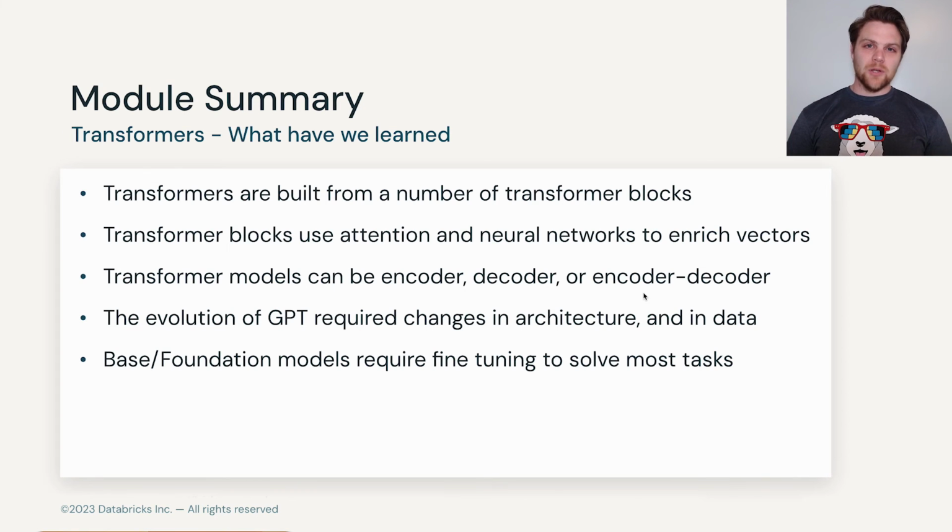So now we're at the end of Module 1. This module focused on transformers and the building blocks that make up the different types of large language models that we see. We saw that they're built of these transformer blocks and how the transformer blocks combine the attention mechanism and position-wise feed-forward neural networks to enrich the vectors that we give to them. Transformers can be both encoder models or decoder models, and they can even be a combination of the two. We saw that the evolution of GPT from 1 to 4 required some slight changes in architecture and a lot of change in data.